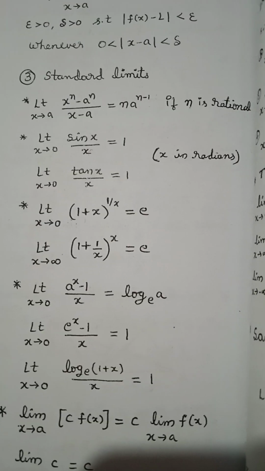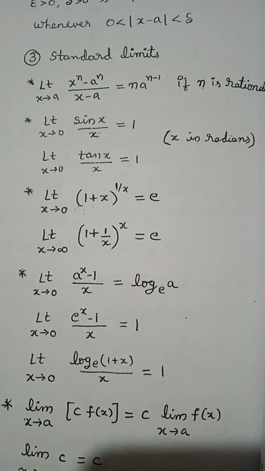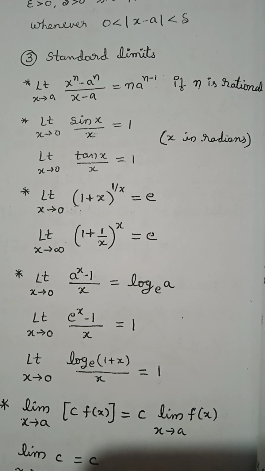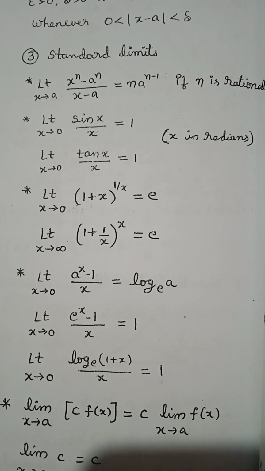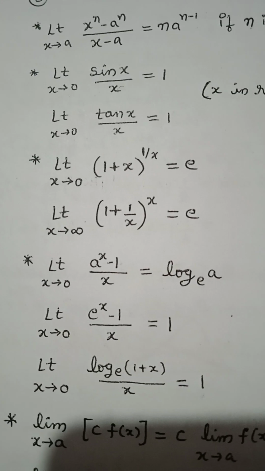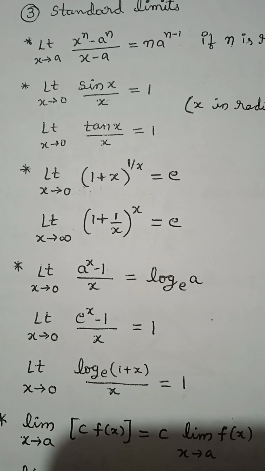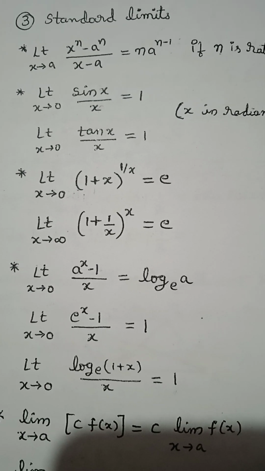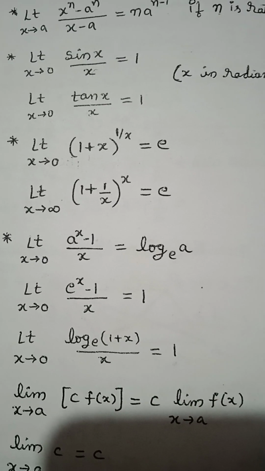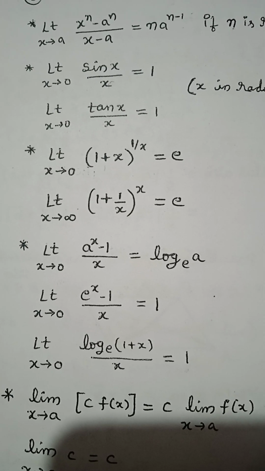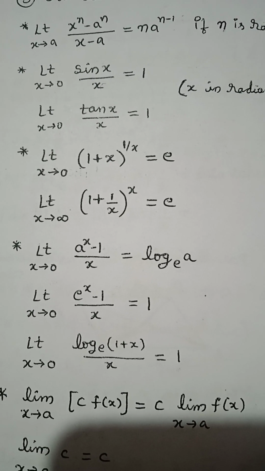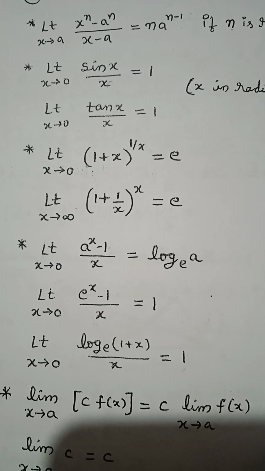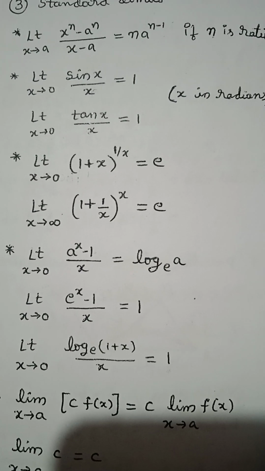Now we move on to standard limits. Limit x tends to a, x power n minus a power n by x minus a, equal to n into a power n minus 1. Limit x tends to 0 sin x by x equal to 1. Limit x tends to 0 tan x by x equal to 1. Limit x tends to 0 (1 plus x) power 1 by x equal to e. Limit x tends to infinity (1 plus 1 by x) power x equal to e.